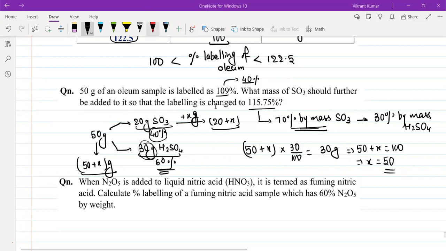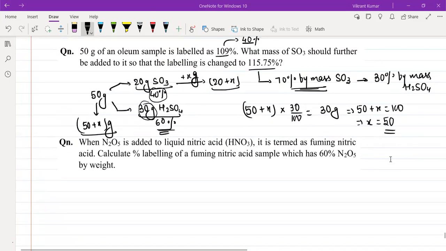So mass of H2SO4 is not changing, but percentage by mass will change because the total mass we have changed. Yes. Okay, next question. This is a hypothetical concept. If I am talking about something called fuming nitric acid, in the same manner which I have talked about, like fuming H2SO4 or fuming sulfuric acid, the basic definition is same. In this case, percentage labeling will be the total mass of HNO3 obtained from the given fuming nitric acid, which is the combination of NO, N2O5 and HNO3. Okay. Now, can you tell me 60% N2O5 by weight will have how much labeling, percentage labeling?